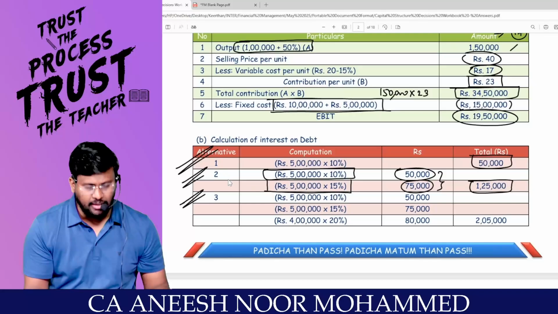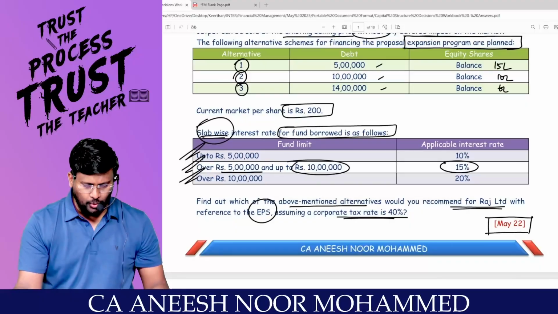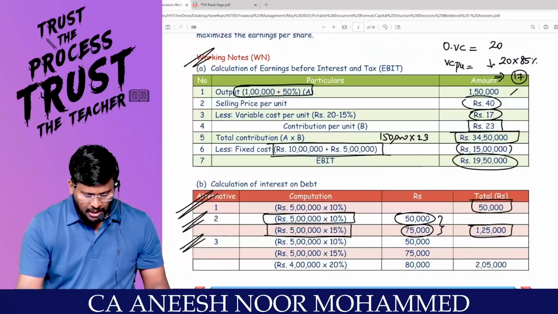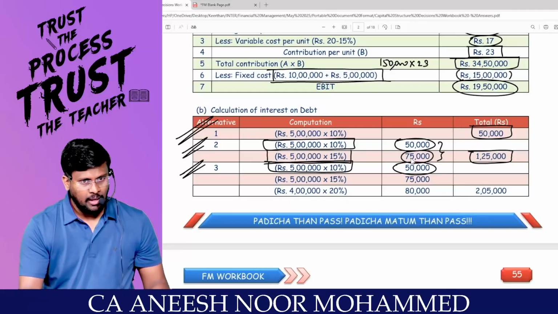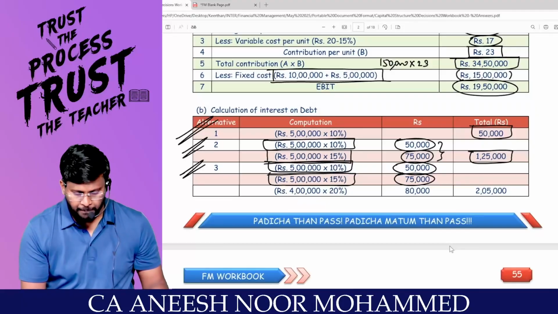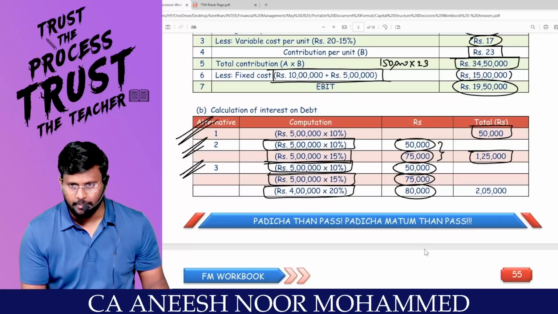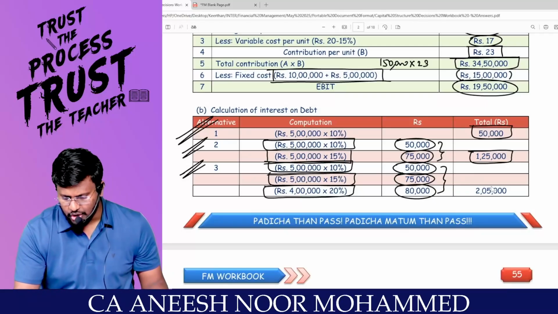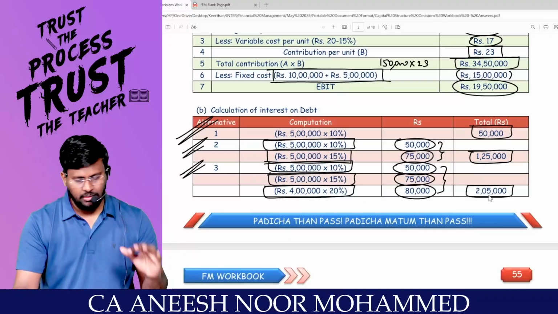Coming to alternate number 3, my dear lovable students, I am going to employ 14 lakhs debt. Correct? If you employ 14 lakhs debt, over and above 10 lakh, how much percent? 3 slabs will come. First slab, up to 5 lakh at the rate of 10% comes to 50,000. Next 5 lakh at the rate of 15% comes to 75,000. Comfortable? And 4 lakhs into 20% comes to 80,000. Are you all really with me? So 50,000 plus 75,000 plus 80,000 comes to 2,05,000, which will be the interest in alternate number 3.